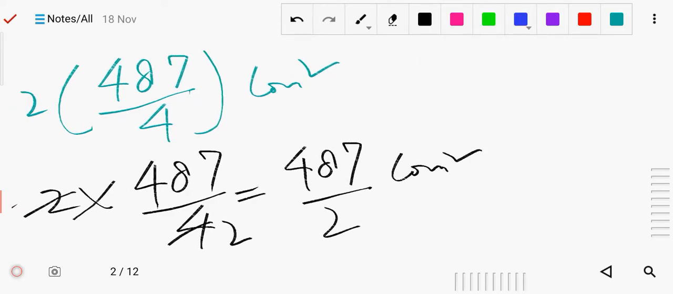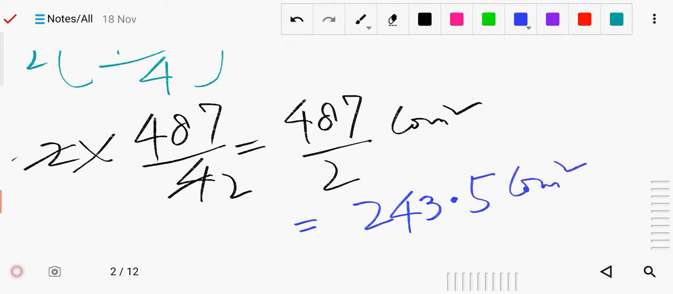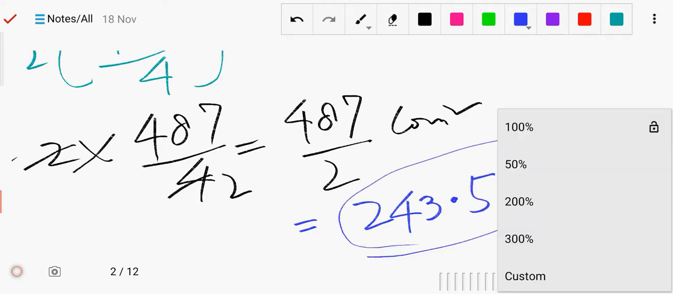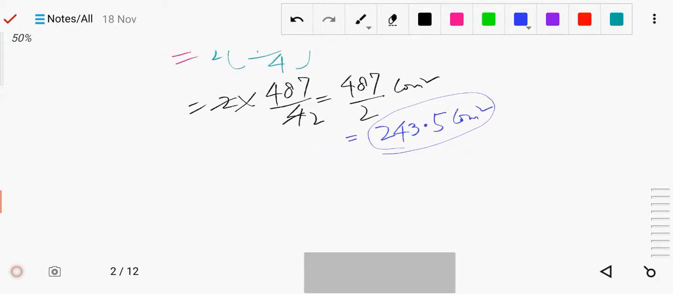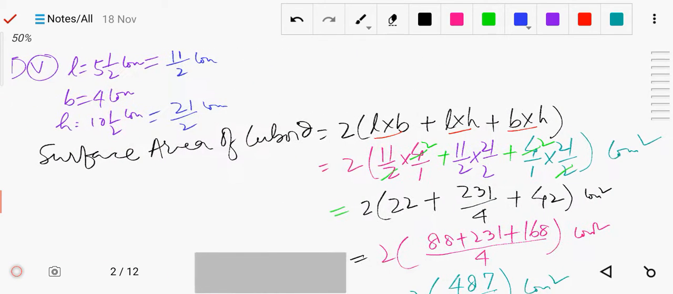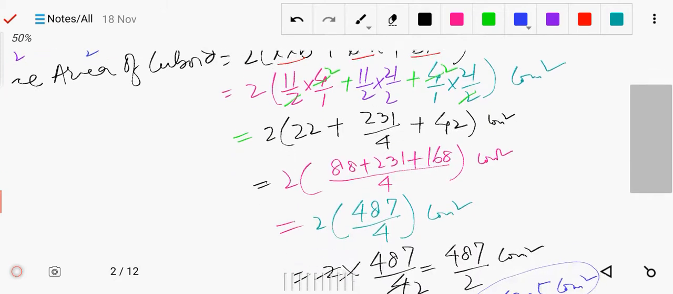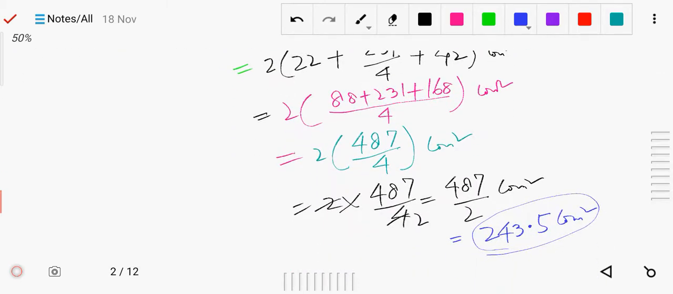Now we can solve this one. We can divide this, it will be 243.5 centimeter square. So this is your answer. These are simple calculations. First of all, you have to write all the given data, then write the formula, put in the given data, and then solve. So this is your answer, 243.5 centimeter square. Unit will be in square.